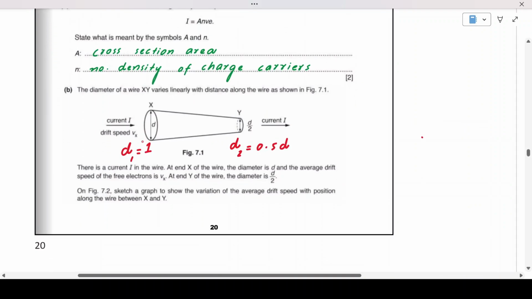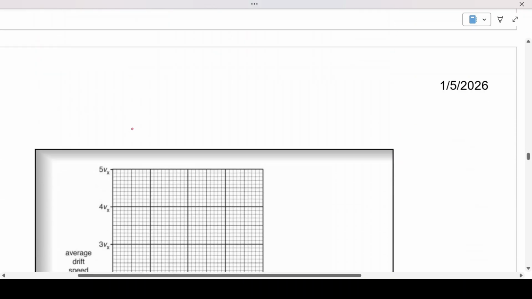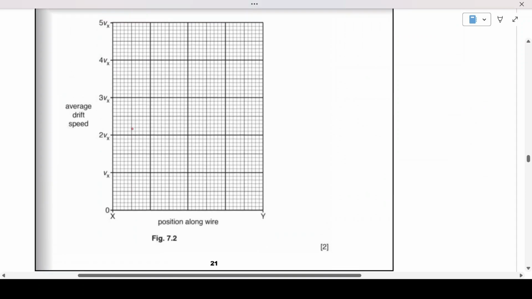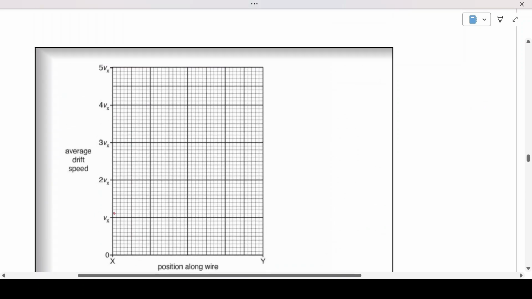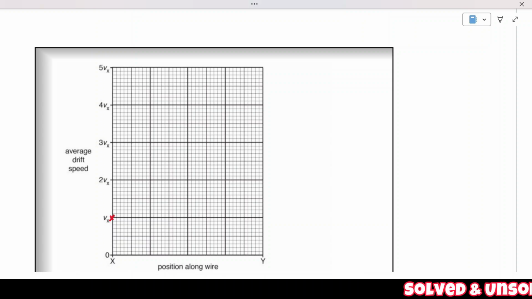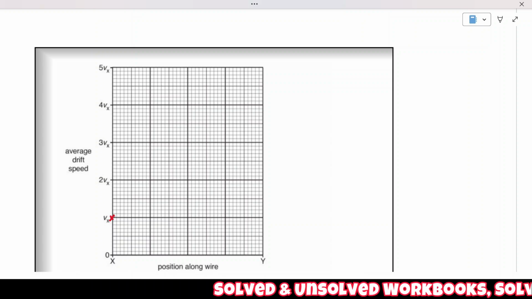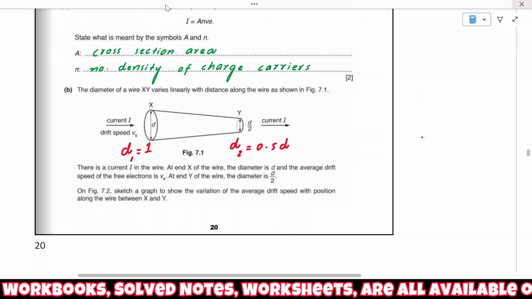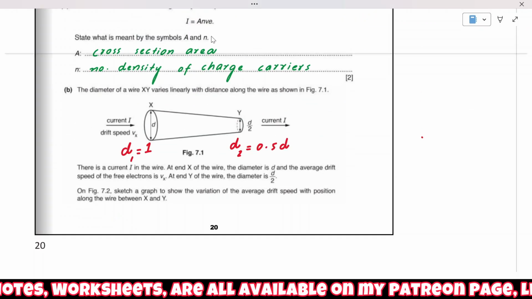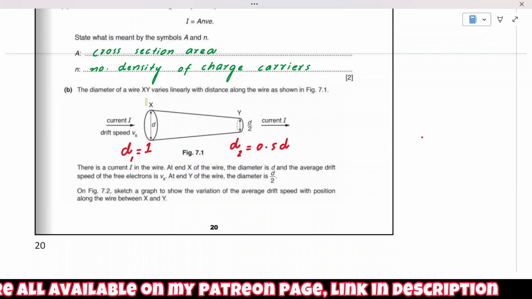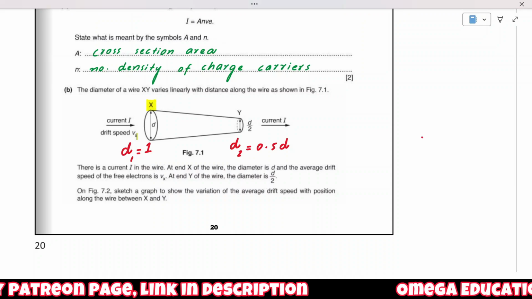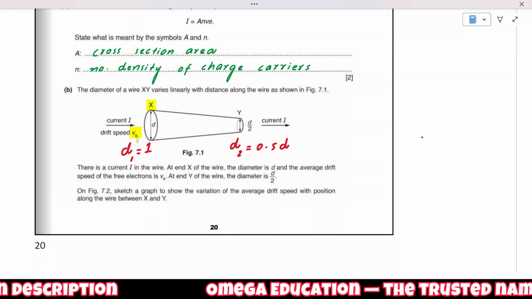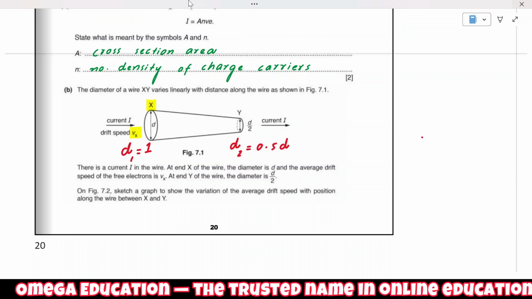I know one of the values already, that the drift speed at x is Vx. So I can plot one point here. At the position x, the value of drift speed is Vx. Okay, so the first point we have plotted already. Once again, how do we know? Because at the position x, the drift speed is given already, which is Vx.